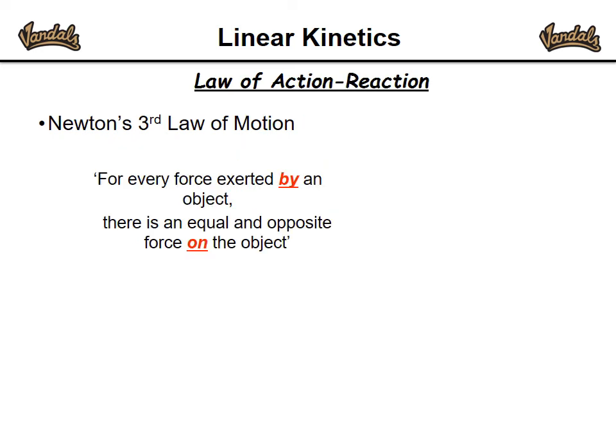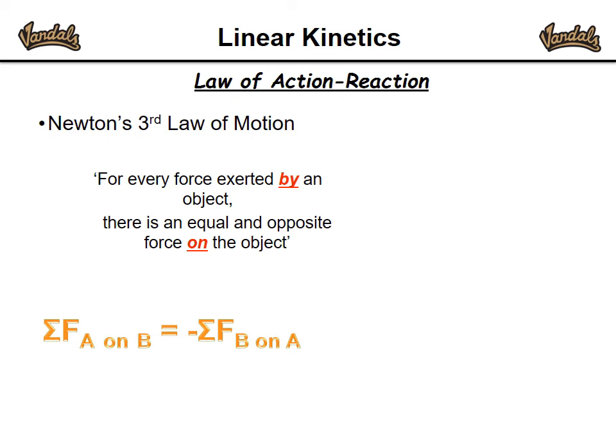Moving on to Newton's third law of motion. There's two key words here that I need you to remember, and I need you to recognize what the difference is. I have them highlighted in red and underlined because I might ask you this, okay? So the idea with Newton's third law is for every force exerted by an object, there is an equal and opposite force on the object. For every force exerted by an object, there's an equal and opposite force on the object. It's a very important statement, and understand where by and on are in this equation.